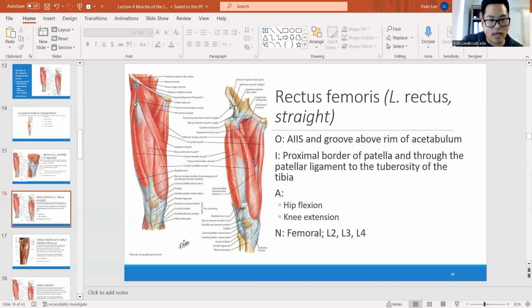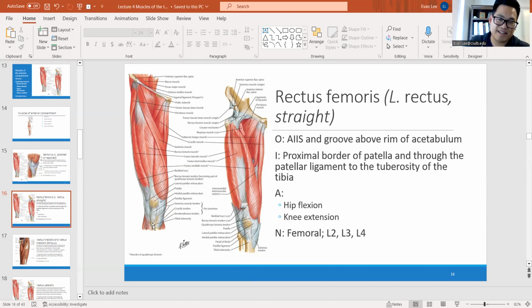But going to the same place as the sartorius, you can see that it is originating at the anterior superior iliac spine, and then it goes down across the knee joint, but it uses a specific tendon or ligament called the quadriceps tendon and the patellar ligament. That is a talk for another time, but basically all of the muscles of the quadriceps insert onto the quadriceps tendon, which then connects to the patellar ligament and goes to the tibia.